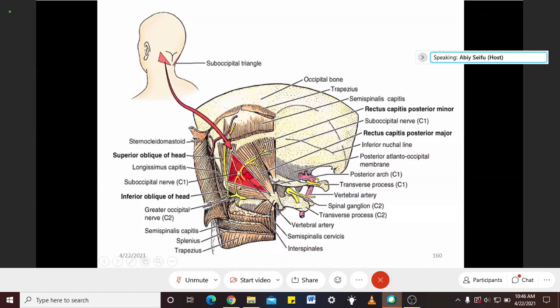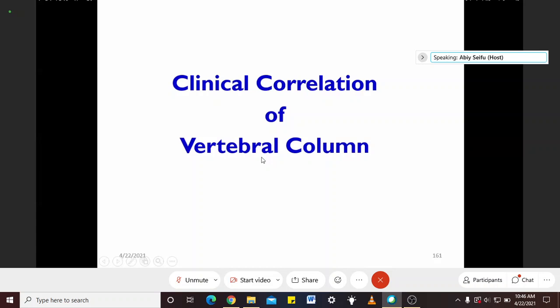Still, it shows the triangles and the structures they contain. Now, let's continue to some clinical features of the vertebral column. If you have any questions, by the way, you can speak and ask now. Anyone who has any question, you can ask. Otherwise, let's continue to the clinical correlations of the vertebral column.